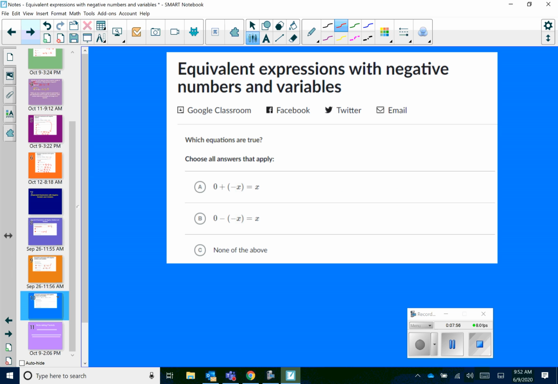Let's try another one. Again, we're looking at which equations are true. Well, 0 plus negative x is going to leave me with negative x equals x, which is not true. And then here you've got keep, change. So that's going to be a positive x equals a positive x, which is true. So B would be the correct answer for this one.